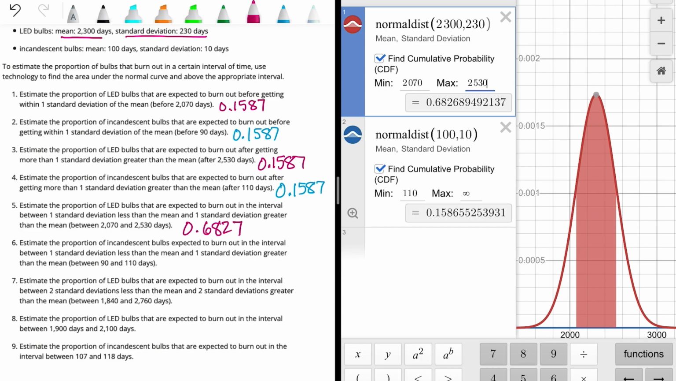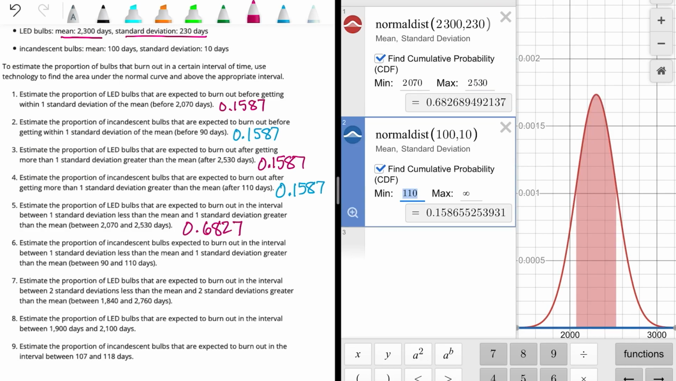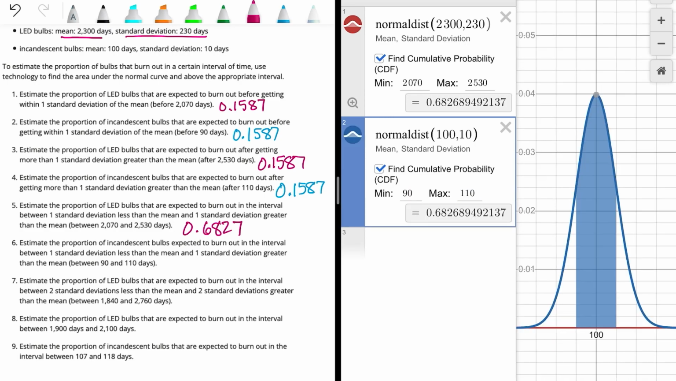So now we're going to take a look at the same thing for incandescent bulbs. And this time between 1 standard deviation away is 90 and then 110. Tap on that magnifying glass to see the diagram. And again, we get 0.6827. So that makes sense because we're within 1 standard deviation of the mean and on either side. So it's about 68% of the data, or of the bulbs.